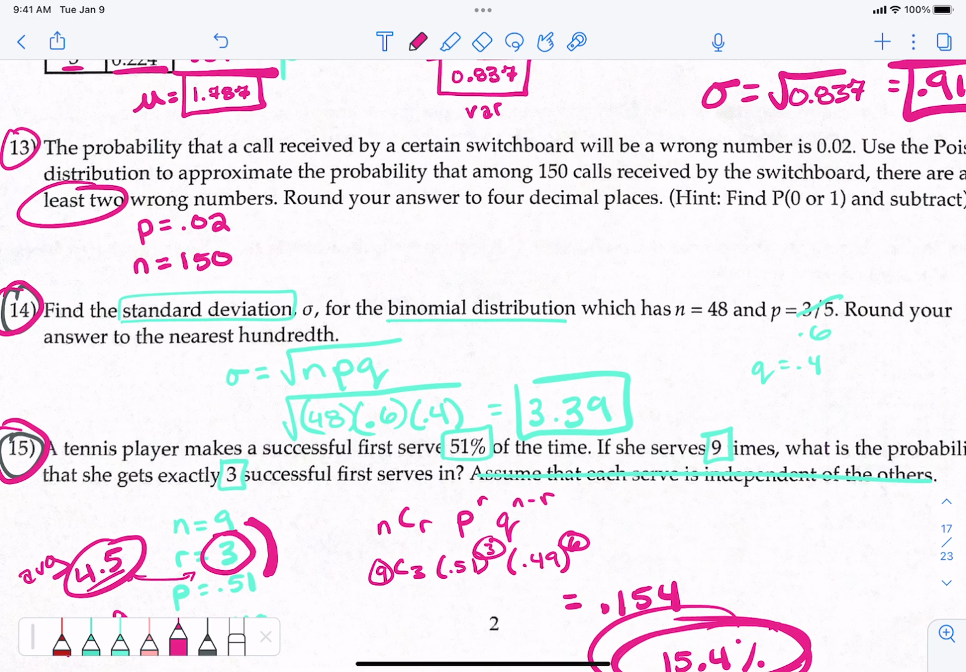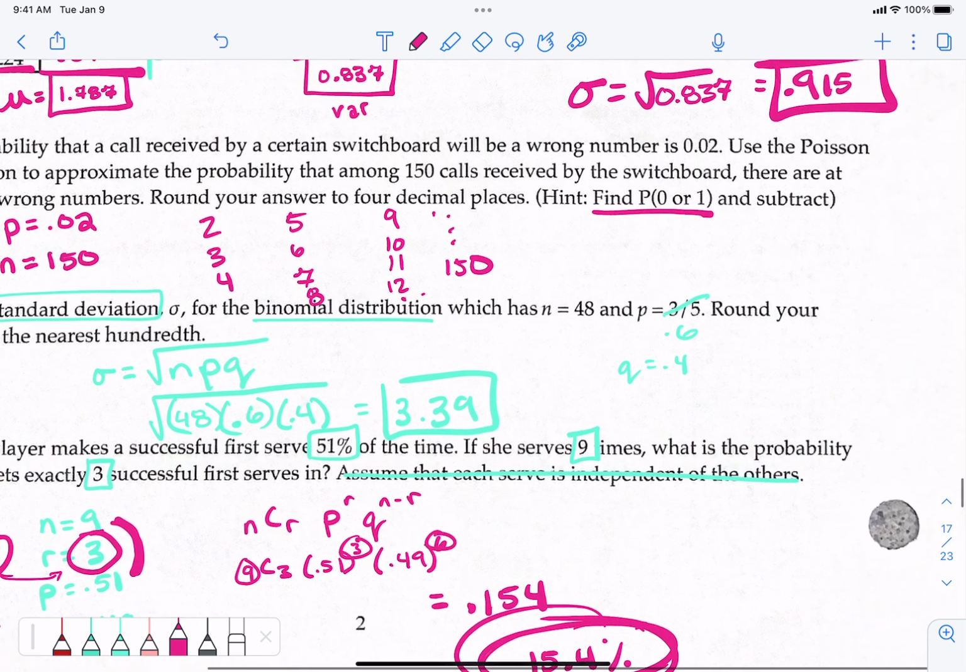Okay, all right, to help you remember: at least 2 wrong numbers means 2 wrong numbers, or 3, or 4, or 5, or 6, or 7, or 8, or 9, or 10, or 11, or 12 wrong numbers, all the way up through 150. Do you want to do all of those calculations and add them together? No. Hint: find the probability of 0 or 1 and subtract, right?